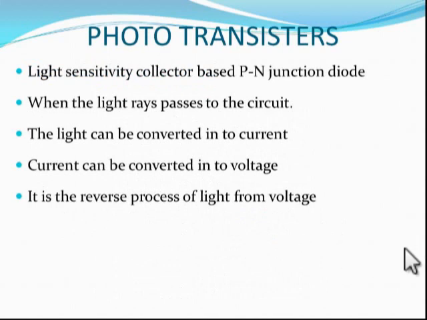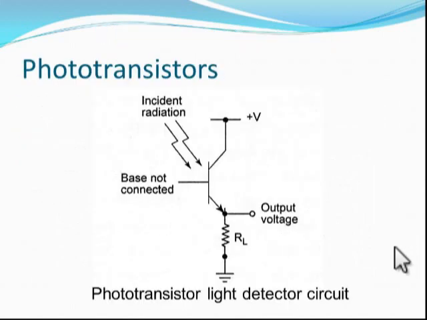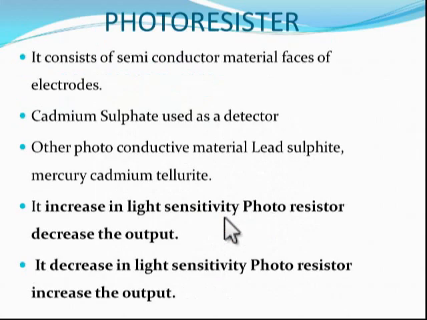So it is a reverse process of light from the voltage. It is a very good reverse process as compared to the voltage. When voltage is given, light will be emitted. Here, in the reverse process, light is given as power to the circuit and it can be converted into voltage. So it is a reverse process.